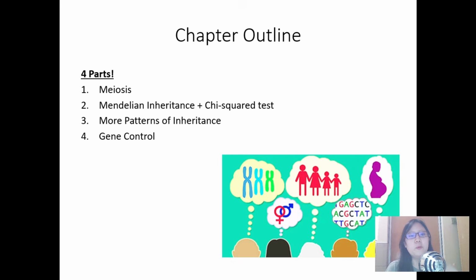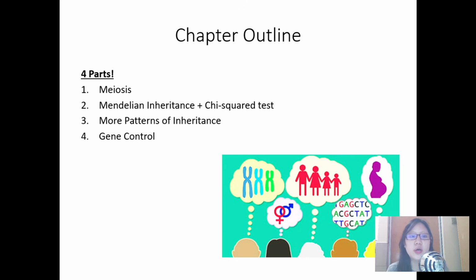Number 3, we're going to learn what happens when things get more complicated, so more genetics. And number 4, we are going to talk about gene control. Gene control is all about how the genes are expressed, okay? And when they are expressed, what controls gene expression, essentially. Those are the 4 parts.